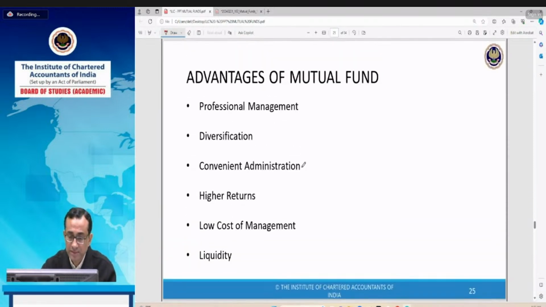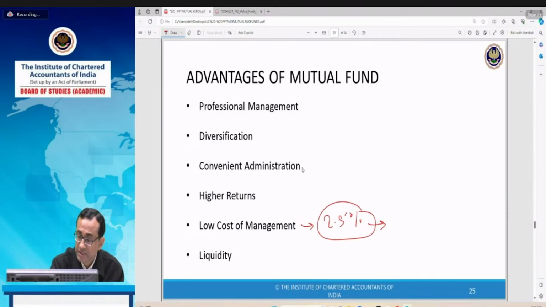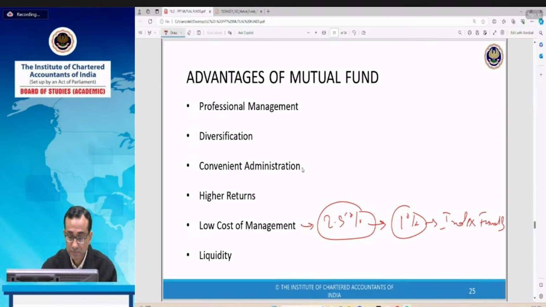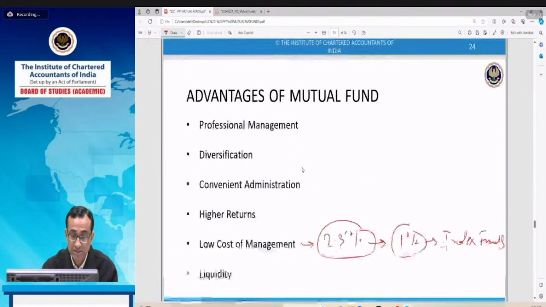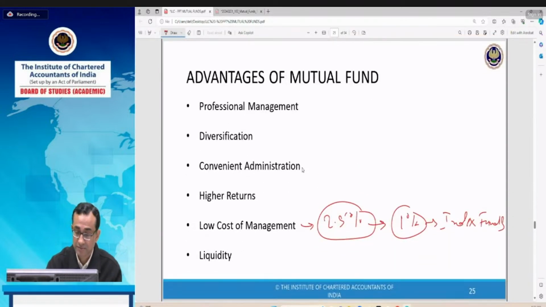Low cost of management. Cost of management is low because the highest expense ratio one can charge is 2.5%. And generally in case of an index fund, it is as low as 1% and even less than that. So cost of management is low. Liquidity is there, especially if it is an open-ended fund.